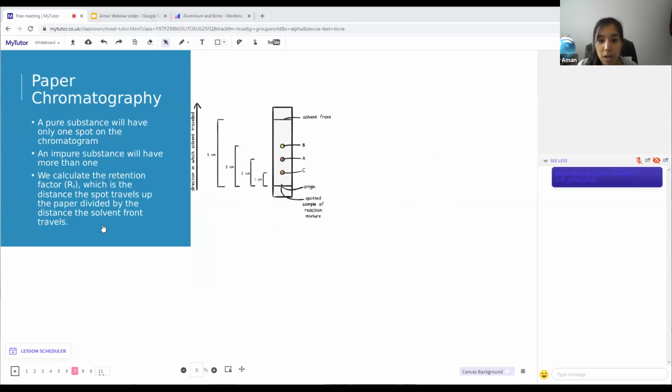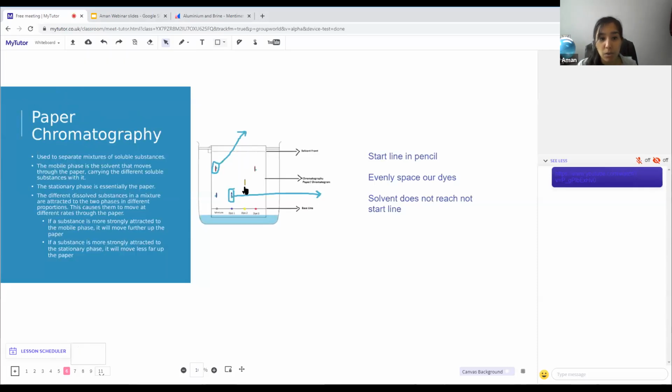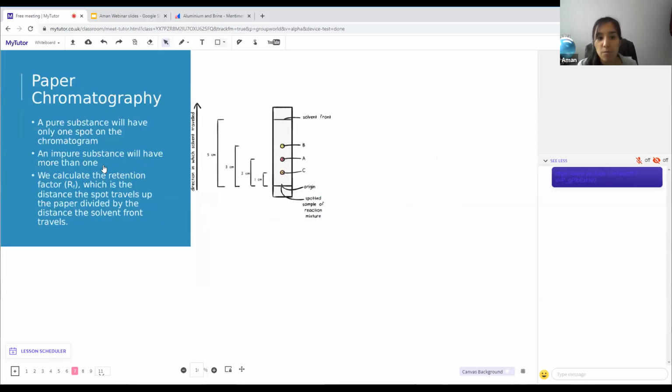Are the different compounds and elements the different colours? Yes, they are. Well done. Okay, so paper chromatography. A pure substance will have only one spot on the chromatogram, which is what I talked about. If we go back to these, we can see these three dyes are all pure. They've only got one spot on the chromatogram. An impure substance will have more than one.